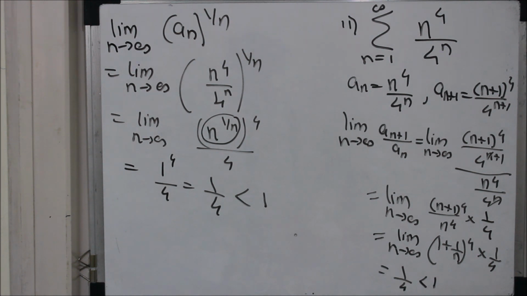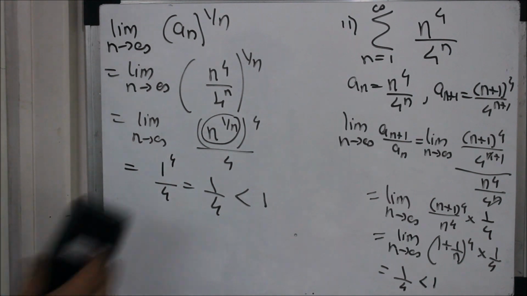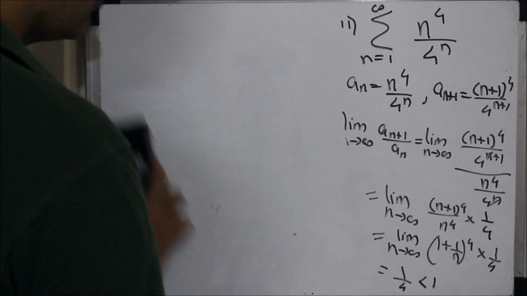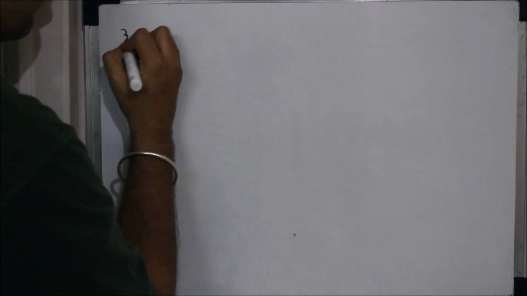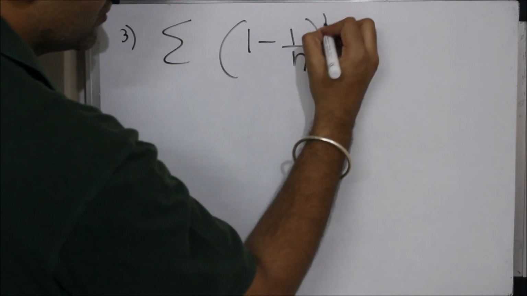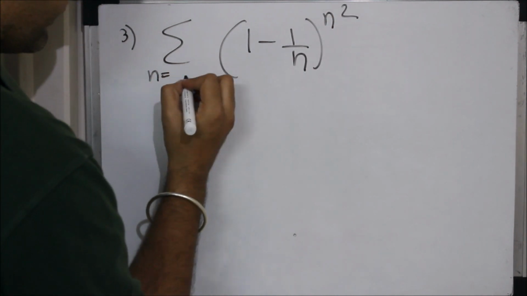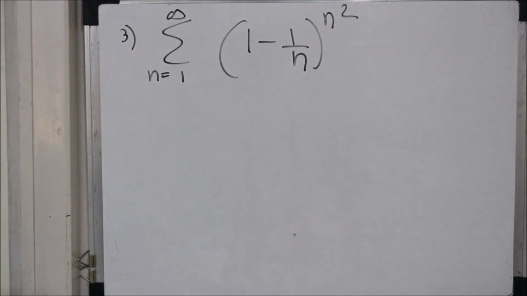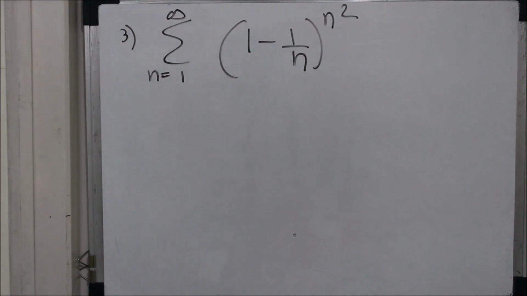So if I take one more example, whenever you see power in the picture, my suggestion is you prefer root test. Whenever you see the power of n in the picture, my suggestion is you always use the root test. So for example, if I take summation of 1 minus 1 by n raised to n square, I want to find what is the nature of the series.